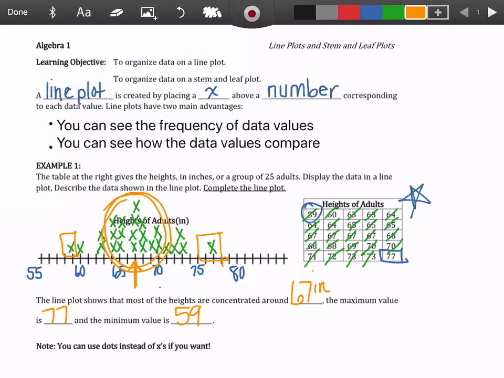If you do not like using X's, you can use dots instead. So everywhere I placed an X, you would actually place dots. So that is a line plot. We are going to talk about stem and leaf plots next.